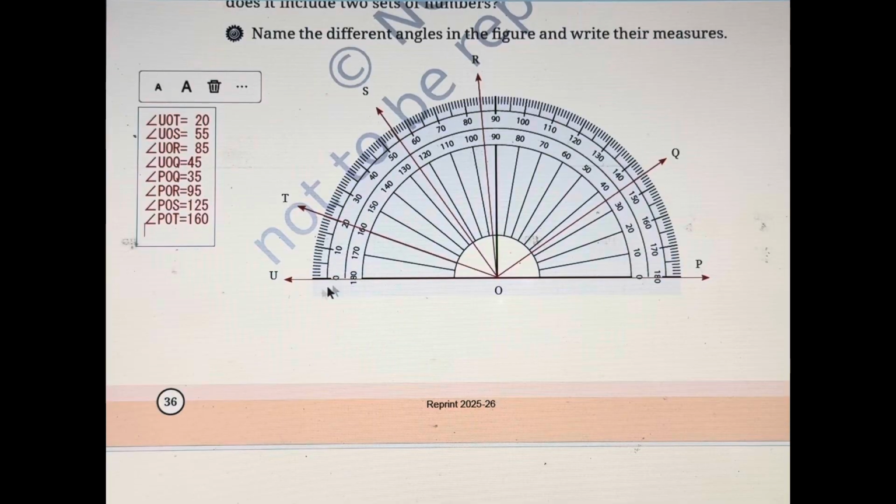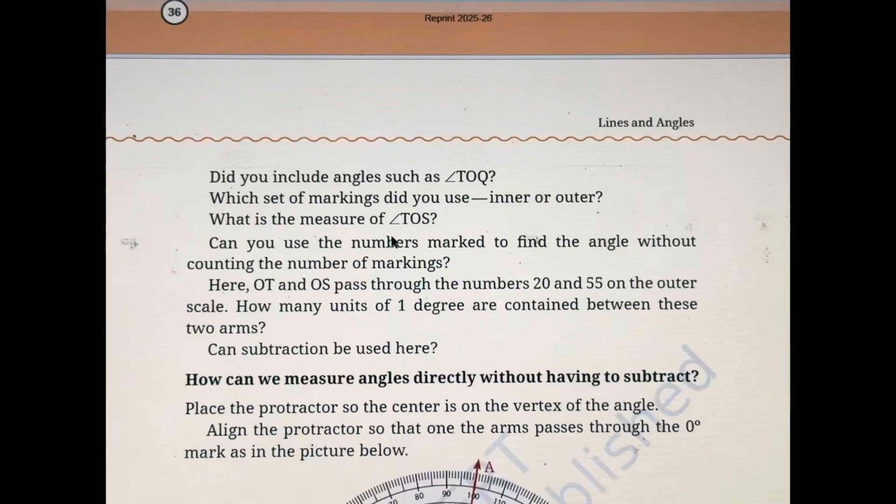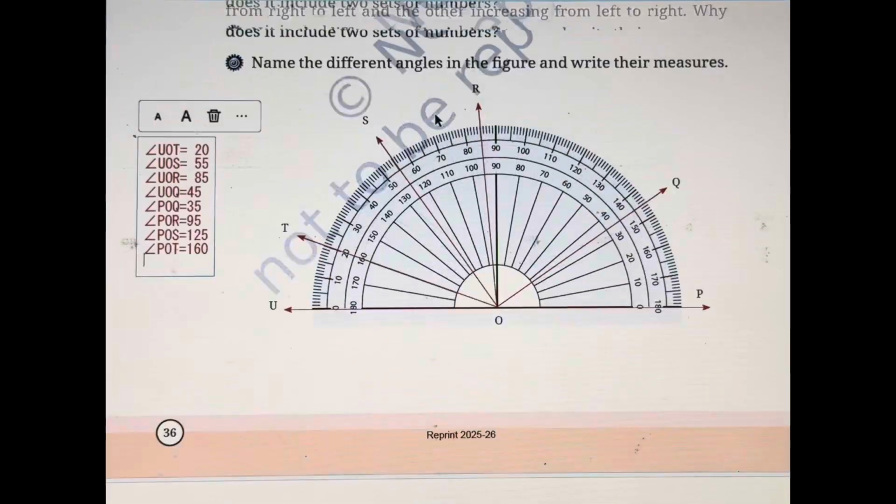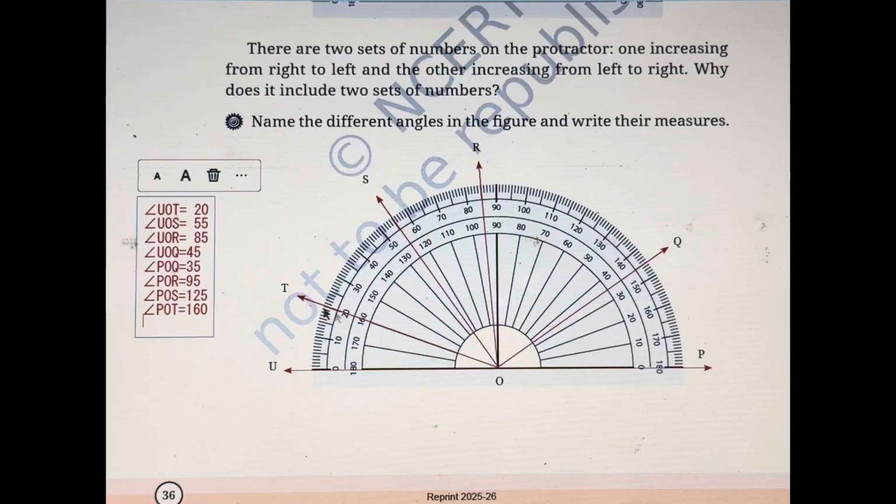If we take this as a baseline, this ray OT or ray OP. And actually, if you take the other baseline like OT or OQ, then there are many other angles being formed, right? So you can measure those angles also by counting. Let us see further what they have asked. Now, did you include angles such as TOQ? So what I was talking about is TOQ.